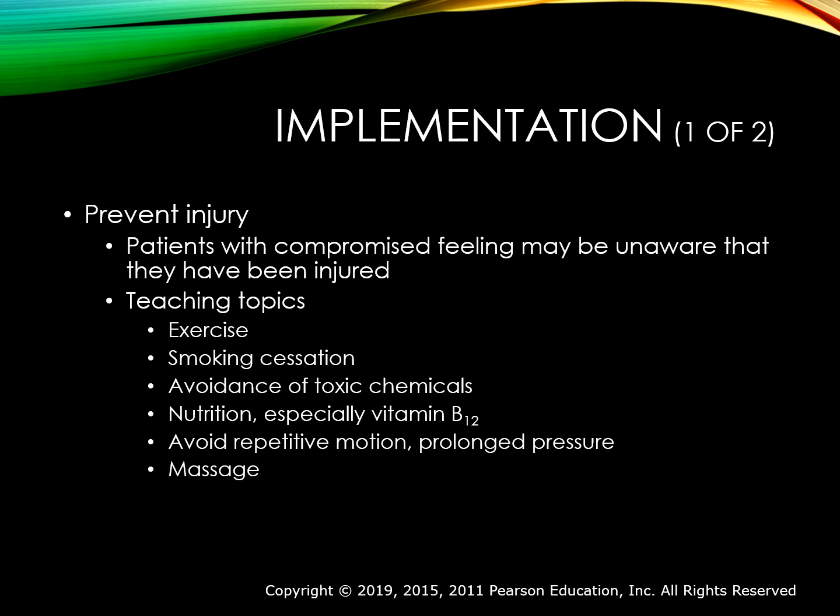Teaching topics, depending on the type of peripheral neuropathy and the extent of nerve damage, may include the following. Foot care, as the patient may not feel injuries to the feet, and there's teaching on foot care in the diabetes chapter. Exercise, walking, active range of motion, lifting your feet up and down in your legs. Smoking cessation. There's a table in the oxygenation module 15-2. Avoidance of toxic chemicals. Nutrition, stressing the importance and identifying the sources of B12 vitamins. Avoidance of repetitive motion and prolonged pressure. Massage to improve circulation, stimulate nerves, and reduce pain.